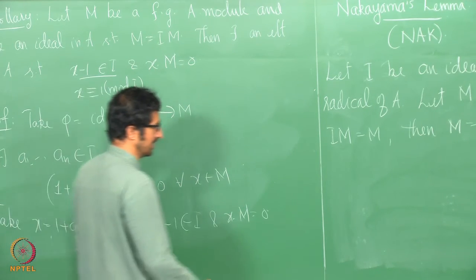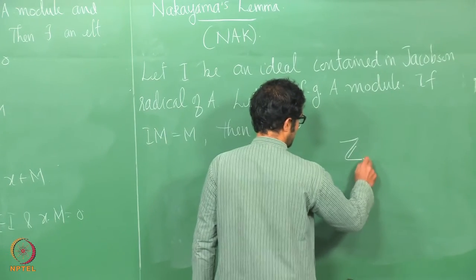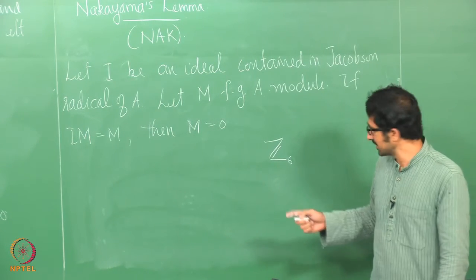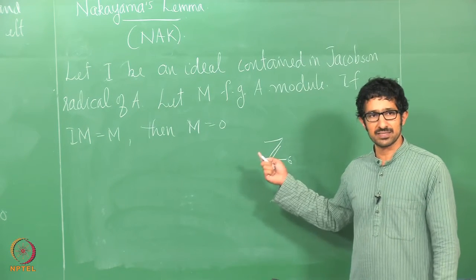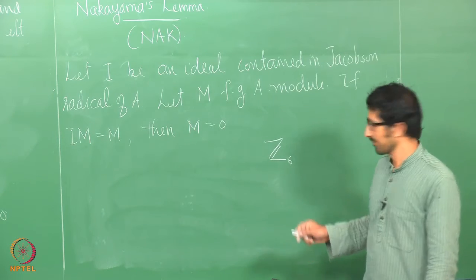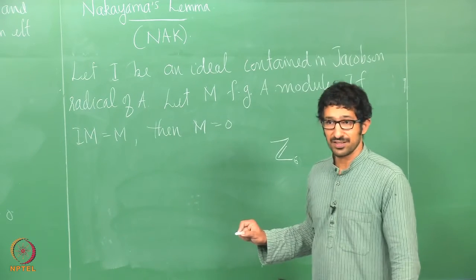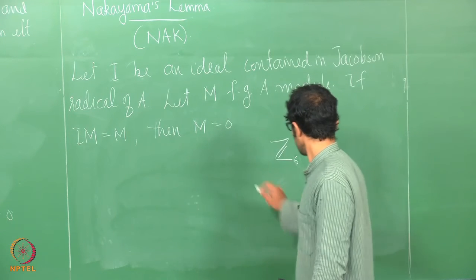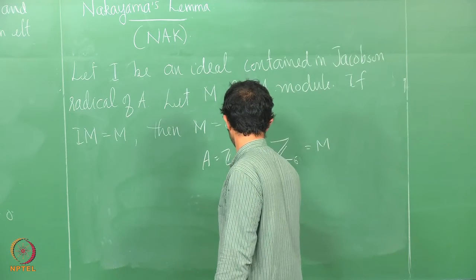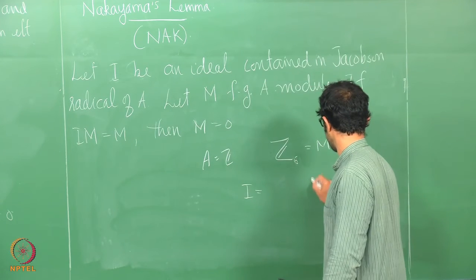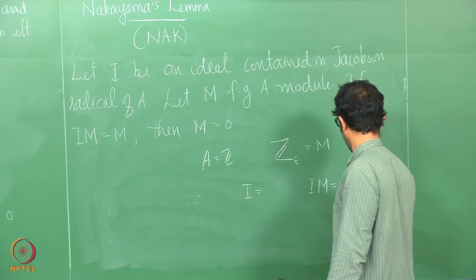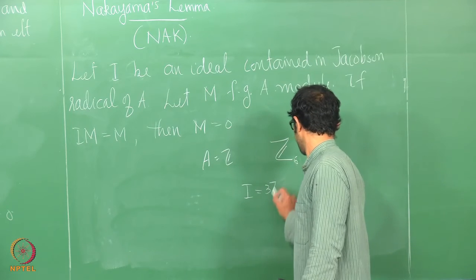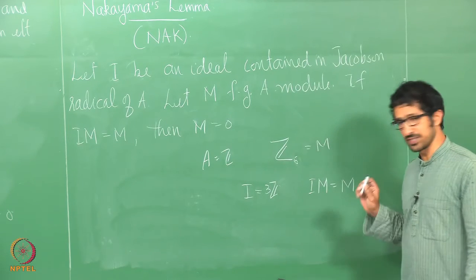Say for example, if you take Z5 over Z, can you think of an ideal I such that IZ5 is Z5? If you take 5Z, then it will be 0, right? I take M to be this and A to be Z. Now my question is, can you tell me an ideal I such that IM is equal to M? 3Z. Will this be satisfied?